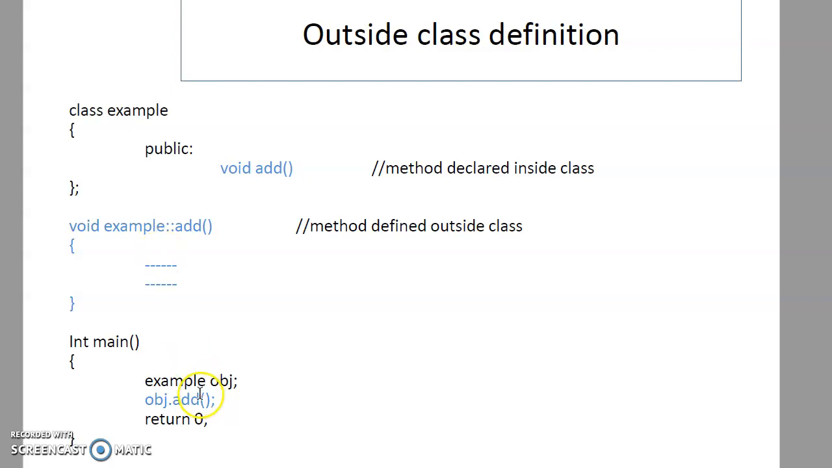Accessing the method is the same as inside class definition. The name of the class example, creating an object obj of it, object dot add, the name of the method. The same way you call the inside class definition method, you call the outside class definition method. The only difference is where the code of the method definition is given. Inside the class only the method declaration is done, and outside the class the method definition, or the code of the method, is given.